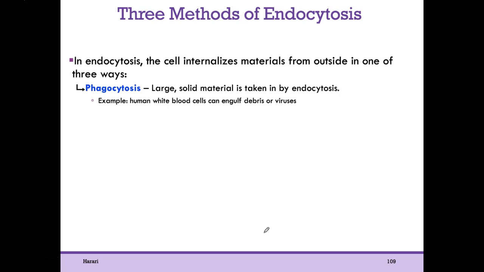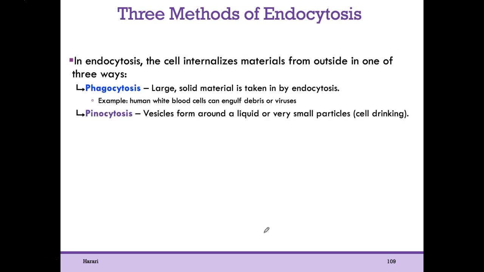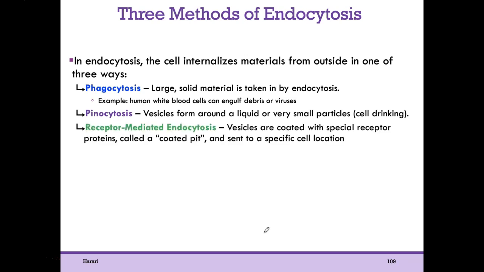Phagocytosis is where large solid material is taken in by endocytosis. So for example, white blood cells physically eat viruses by phagocytosis. So they capture and engulf large particles or even other host cells. The vesicle can then fuse with the lysosome, where hydrolytic enzymes can break down whatever is inside that vesicle. Pinocytosis is known as cell drinking, so to speak. It's when vesicles form around small particles, but not large particles, and that's less specific.